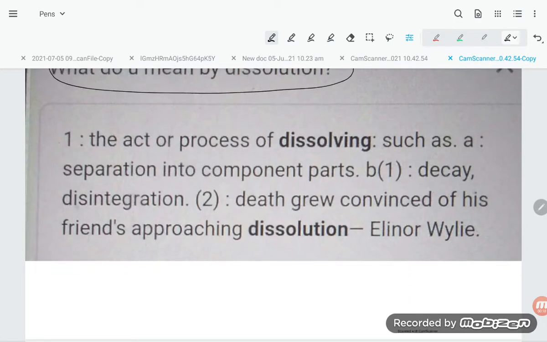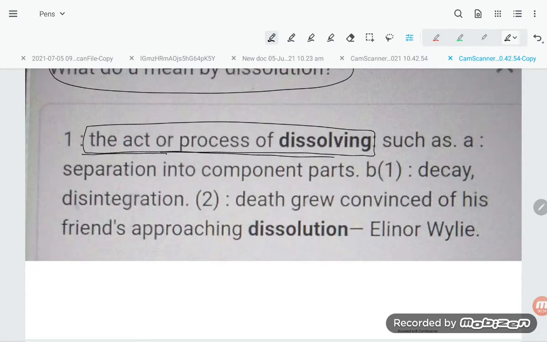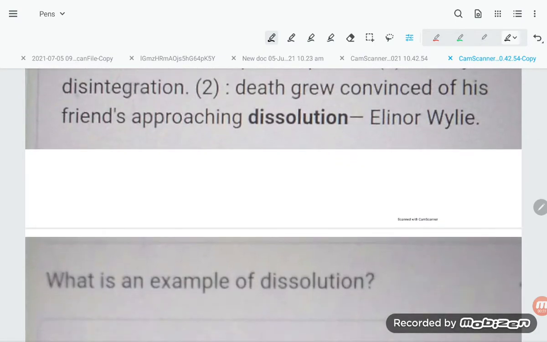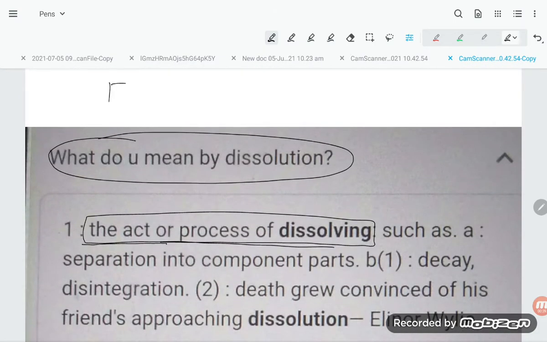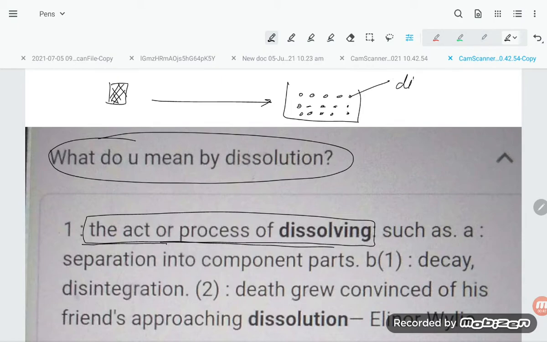The act or process of dissolving. Suppose you have a solid, with solid particles. It goes into the solution and splits into parts, distributing in the water. That is what is known as dissolution.